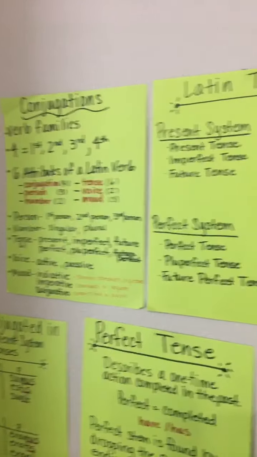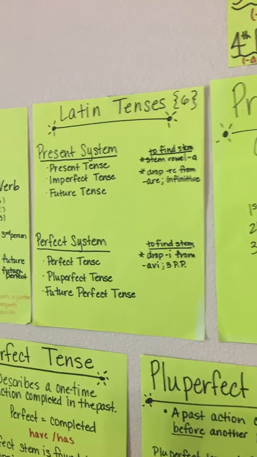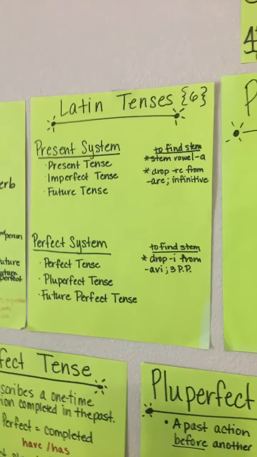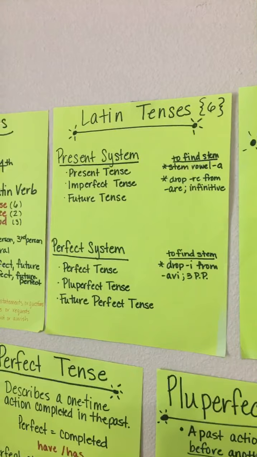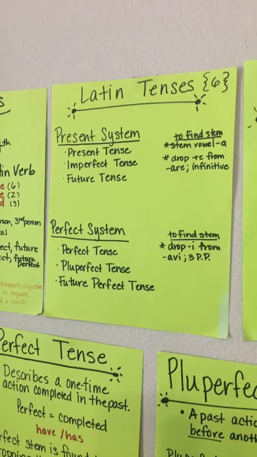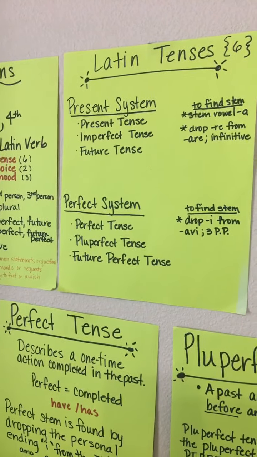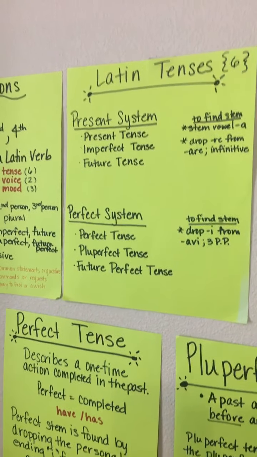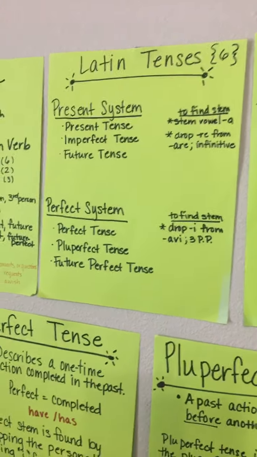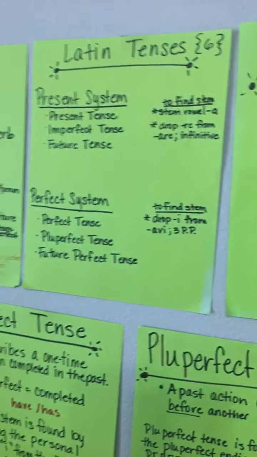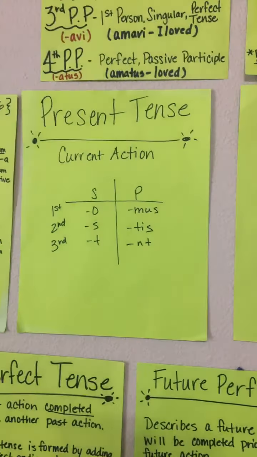All right. So let's go into the Latin tenses. We have the present system and the perfect system, the 2 systems of Latin verbs. In the present system, we have 3 tenses: present tense, imperfect tense, future tense. In the perfect system, we have perfect tense, pluperfect tense, future perfect tense. We're going to talk about these 2 today, the pluperfect tense and the future perfect tense. Whoops, sorry.